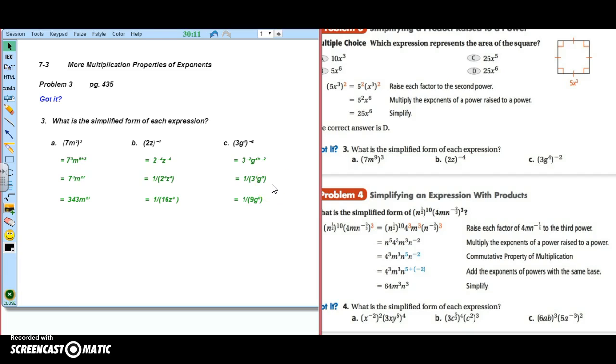1 over 3 squared g to the 8th, and 3 squared is 9. And again, I've kept them in parentheses so that we know that whole thing is the denominator.